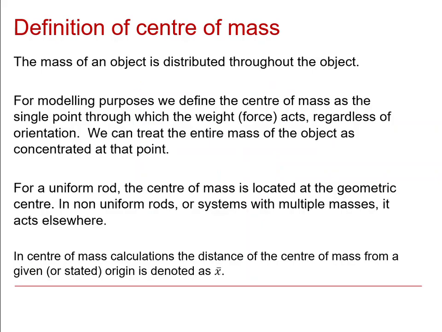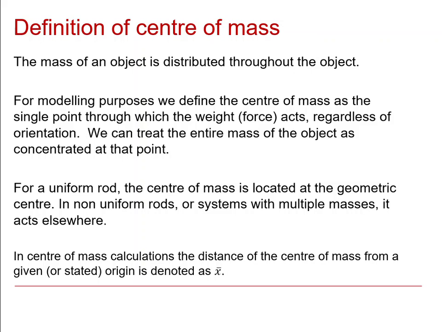Now that gives rise to our definition of centre of mass. We want to try and calculate where it should be. So we start off with the mass of a body distributed throughout the body. It's not a particle anymore, and for modelling purposes we define the centre of mass as the single point through which the weight force can be considered to act, and it doesn't matter what the orientation. We can treat the entire mass of the body as concentrated at that point.